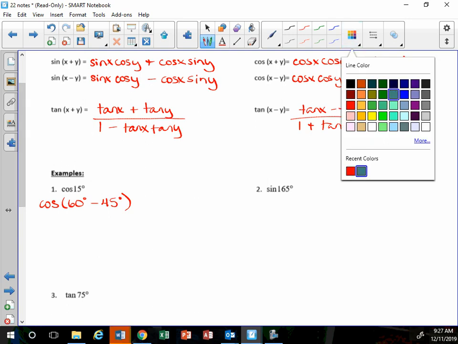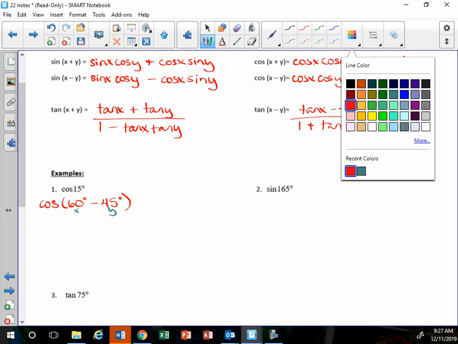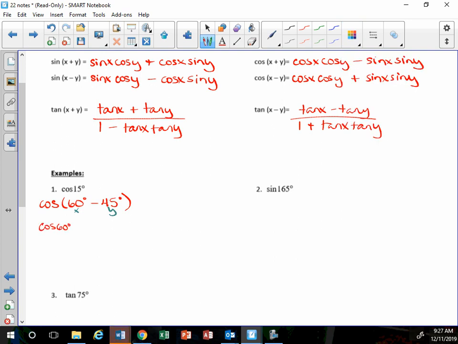Okay. So the 60 is like my x and the 45 is like my y, if you're looking at the formula, okay? So this is cosine of x minus y. So now we're just going to rewrite it with the big expanded formula there. So it's going to be cosine of 60 times cosine of 45 plus sine of 60 times sine of 45.